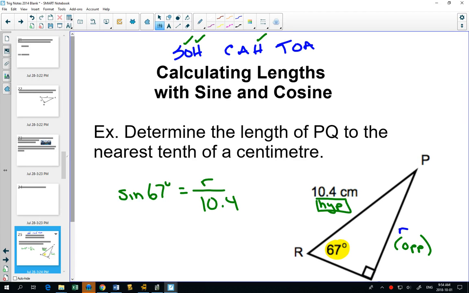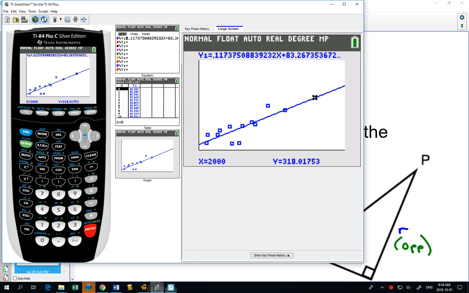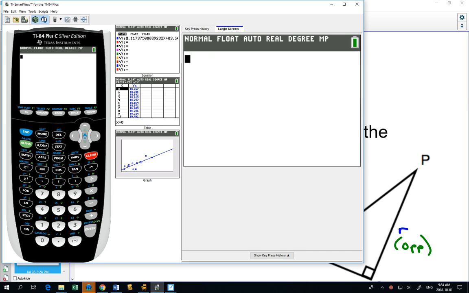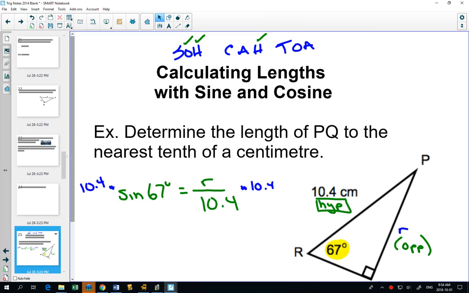And so if I want to find out what r is, I'd use my algebra and say I want to get r by itself. Well, I'm dividing by 10.4, so I'm going to multiply both sides by 10.4. I'll take out my calculator. 10.4 times sine of 67 degrees, to the nearest tenth, 9.6 centimeters.